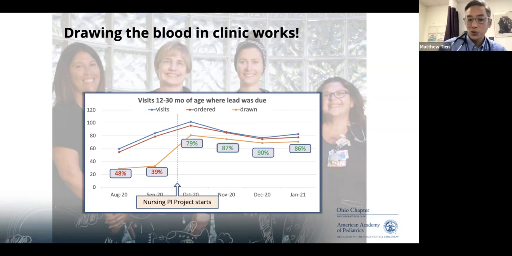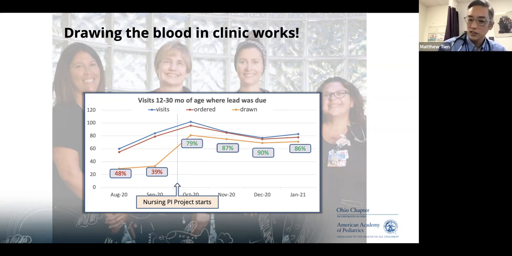And did it work? It worked. You can see the subsequent months, we were getting 80, 90% of the time, the patient was getting that lead drawn that same day. Sometimes there was a failed venipuncture. Sometimes the parent really said, I really have to go pick up the sibling, but much, much improvement.